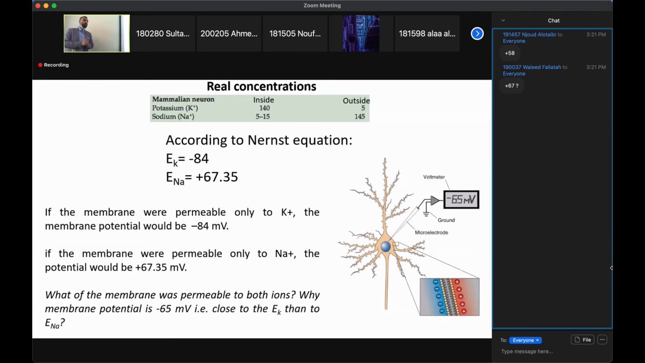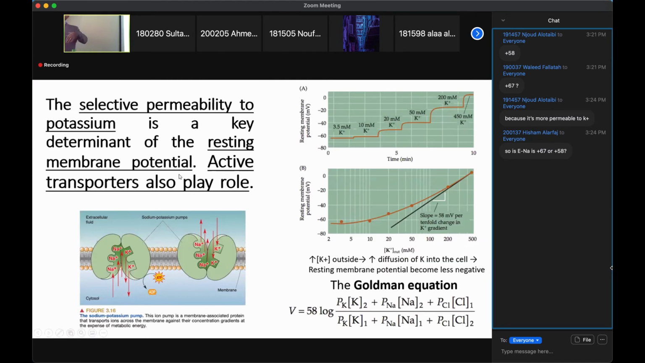Closer to the equilibrium potential for potassium, which is, in this case, we know that the resting membrane potential for neurons is around negative 65 millivolts. So what does this tell us? Very good. So it's more permeable to potassium. It's closer to the equilibrium potential for potassium, okay? And so because the membrane is selectively more permeable to potassium, this is why the resting membrane potential is very close to the equilibrium potential for potassium.